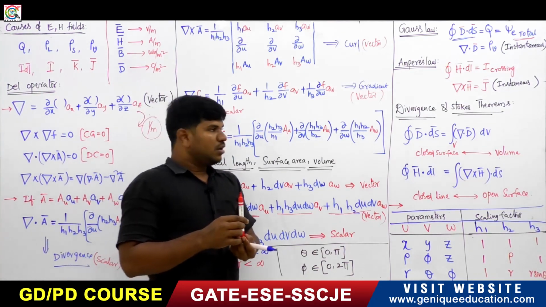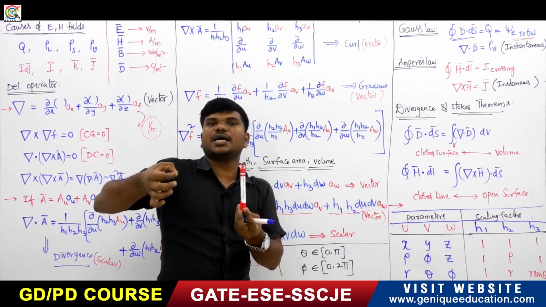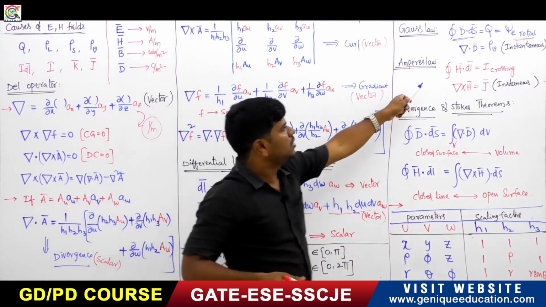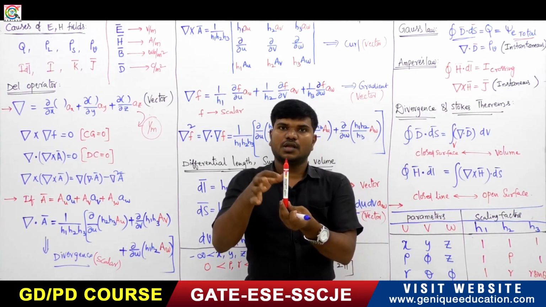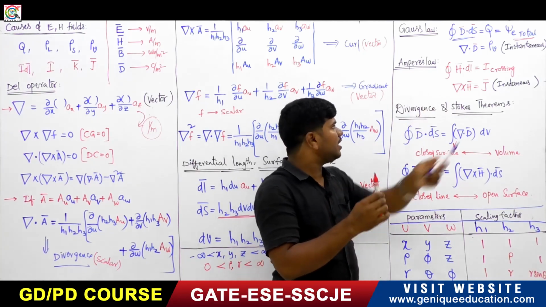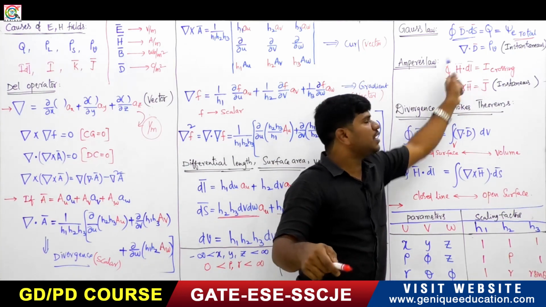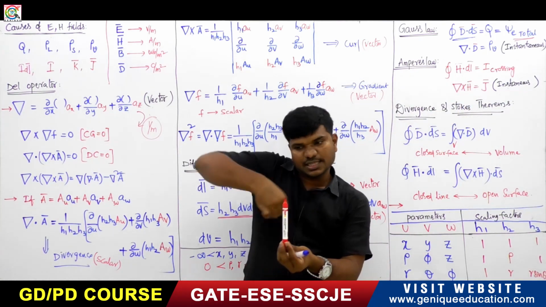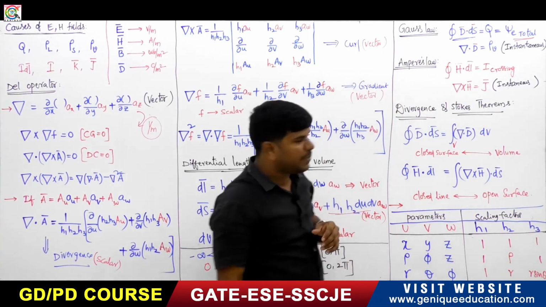If I want to find the strength at a distance r from the current carrying wire, or on this current, I have to use this one. This one will give you the instantaneous value on that current, and this one will give you the total effect in this region. So this is the Gauss law and Ampere's law.